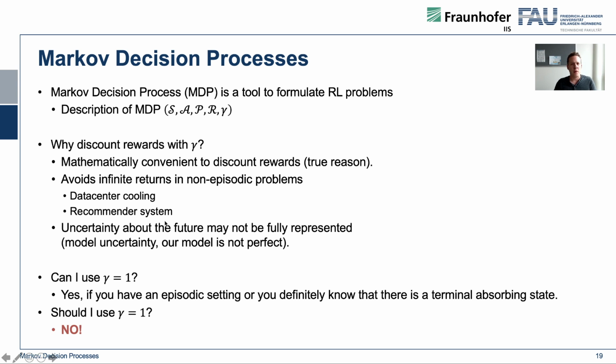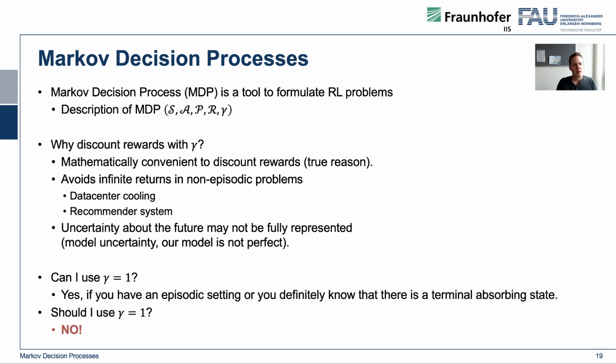The question is, can we use a gamma of 1? Sure. In principle, you can, so the math is completely fine if you do this. So if you have an episodic setting, this is no problem. Or if you definitely know that there's a terminal state that absorbs everything. Should you use a gamma of 1? No, in practice you shouldn't do this due to a number of reasons. But you can easily take values close to 1. So in practice, the default configuration of many algorithms is something like 0.995 or 0.999.